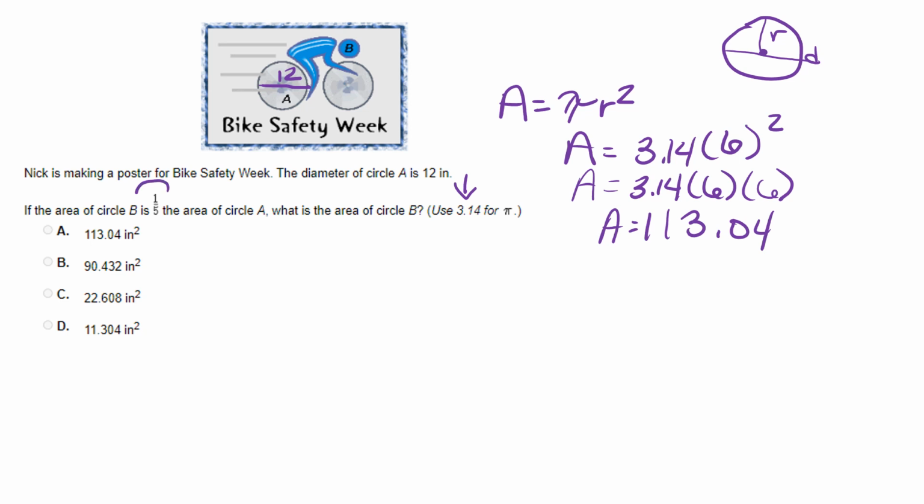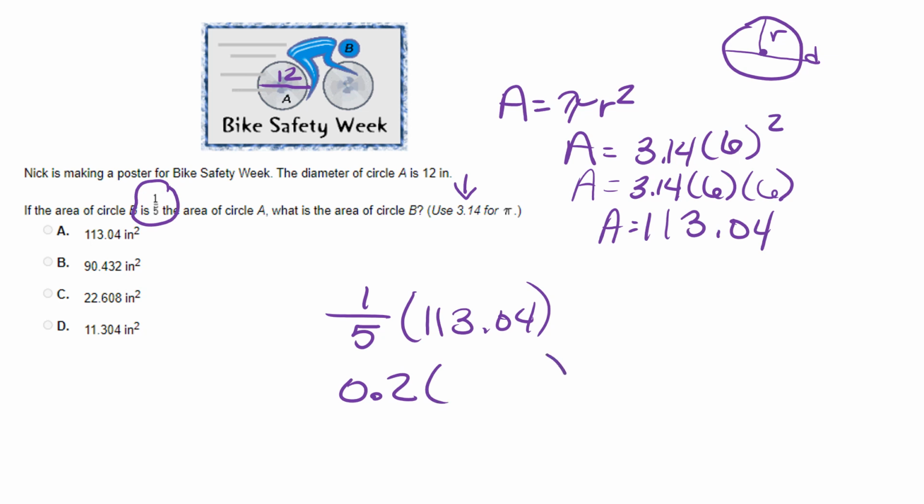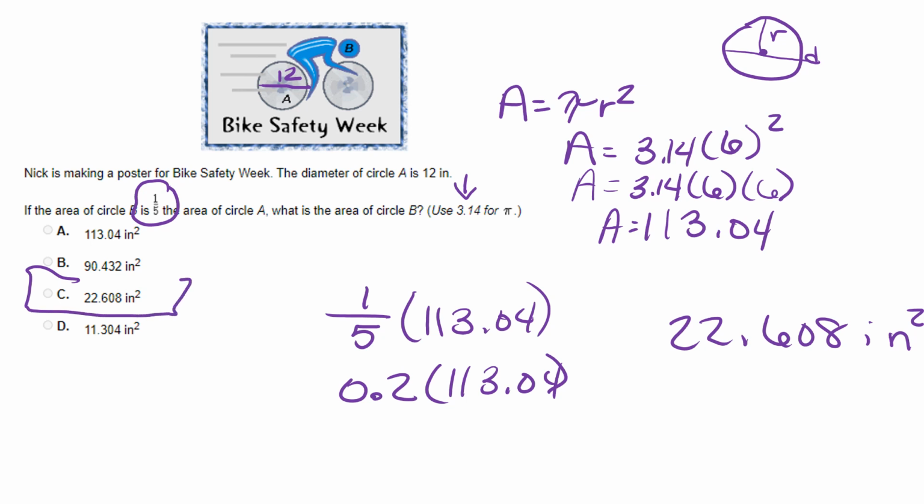It tells us that the area of circle B is 1/5 of that. Okay, so 1/5 times 113.04. We could also change 1/5, if you want to use your calculator, to 0.2, because that's the same as 2 over 10. And figure that out. So 113.04 times 0.2 is 22.608, and that is still inches squared. So our answer is C.